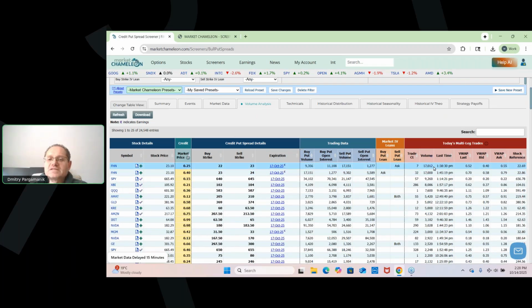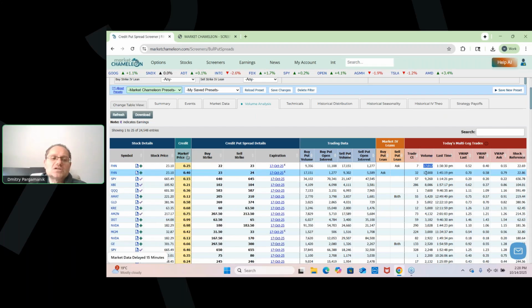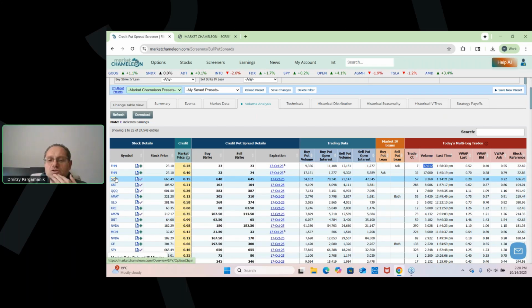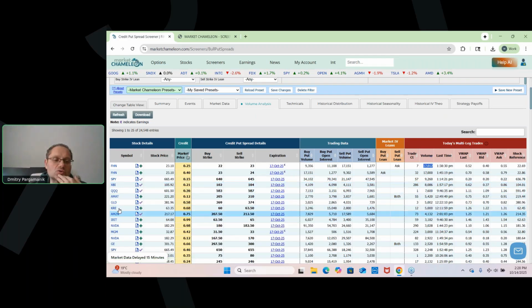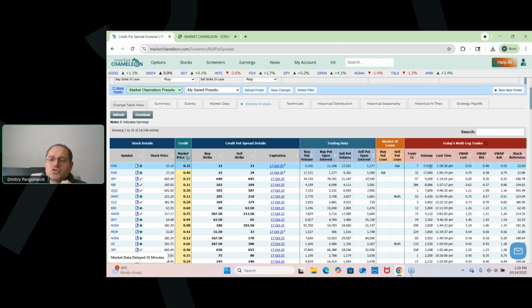So here's one, over 17,000 contracts in FHN. Here's SPY, here's QQQ, all these different ones, Amazon. But here's 17,000 contracts, and we could see that the last time it traded was 7 times, last time at 1:38 p.m. and 30 seconds. The average weighted price is 52 cents, with the bid 40 cents and the offer 55 cents.